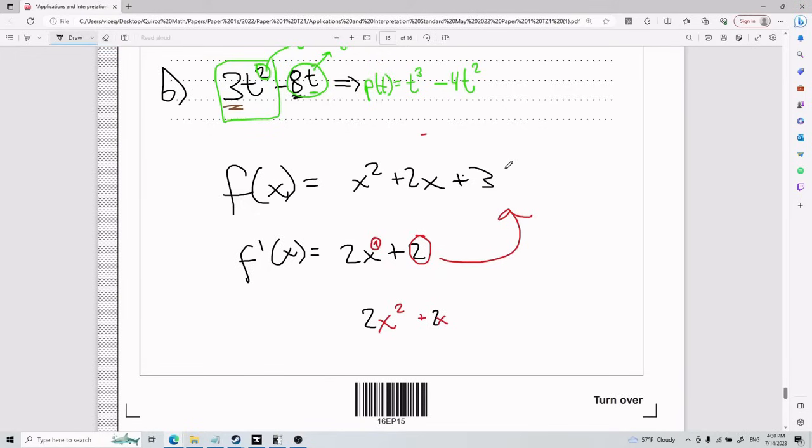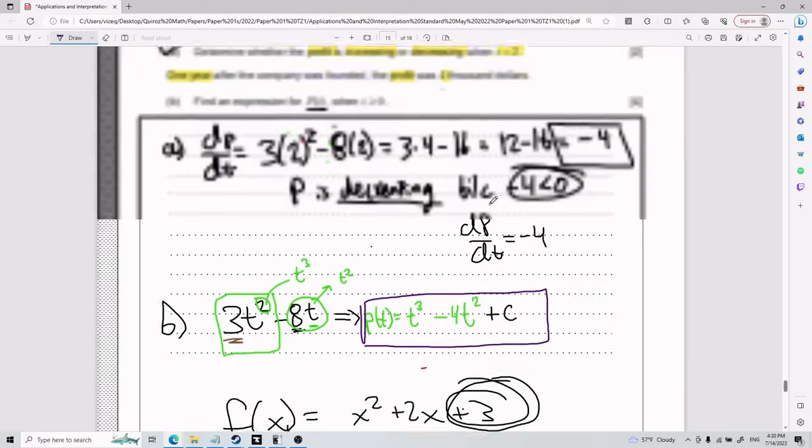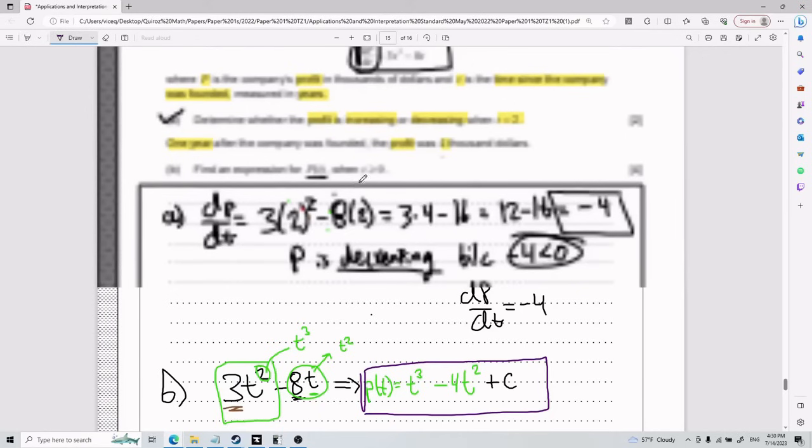But you would be leaving aside this plus 3. And so what you do when you do an integral, always, always, do not forget, is that you put plus c. Because this symbolizes any 3 that you might be missing, any constant that you might be missing. So right now, my current scenario is this right here that I'm putting in purple. P of t equals t cubed minus 4t squared plus c. And so until I find the value of c, I'm not done yet, see?